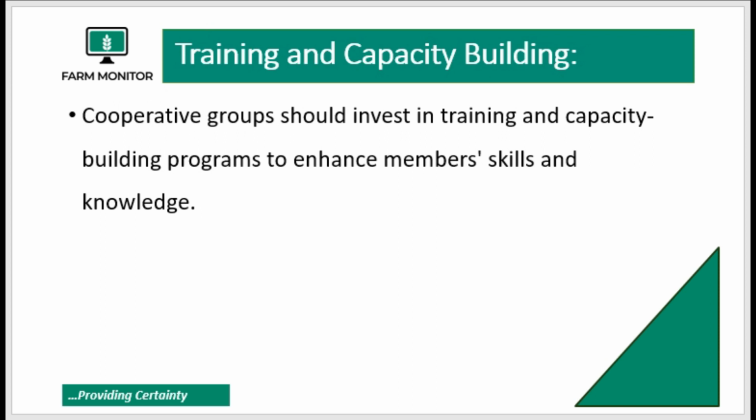Let's look at training and capacity building. Cooperatives should invest in training. They should build capacity of their members, build capacity of their leaders to enhance skills and knowledge. They should consider organizing workshops, seminars. They should bring experts to come and provide some specialized trainings from time to time.